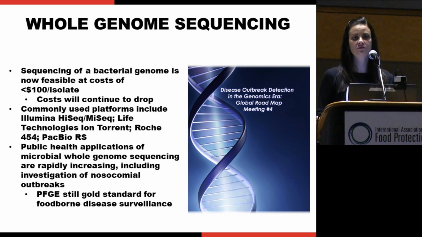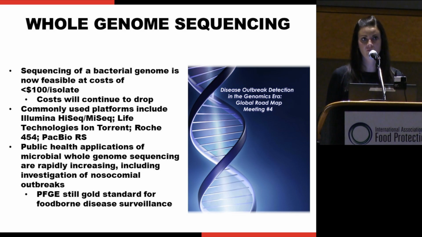And so being able to sequence a genome for less than $100 puts us on par with the cost of doing PFGE subtyping of isolates. So I think Peter's going to talk more this morning about how we're going to start seeing genome sequencing replacing PFGE as the gold standard of subtyping bacterial isolates.